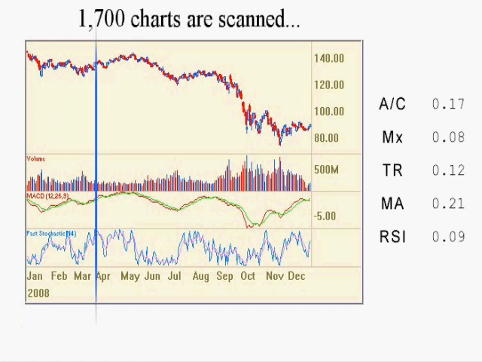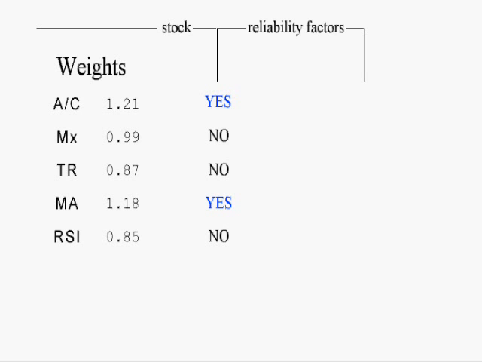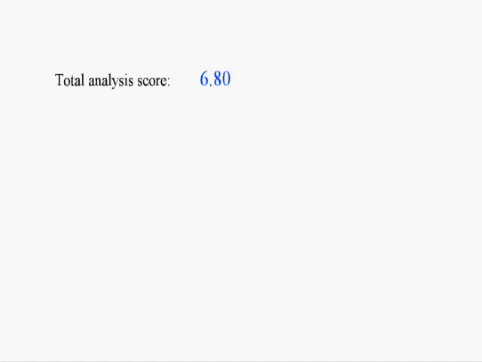So what we do every day is we scan 1,700 charts, and we accumulate the value or the weight of each of these 5 indicators. Now we take an individual stock and we see if it has that indicator, yes or no. If it's a yes, we add a certain factor to the score for that stock. We call that the reliability factor. That means how reliable that indicator is for that stock. And we come up with a total score. In this example, that's 6.8.